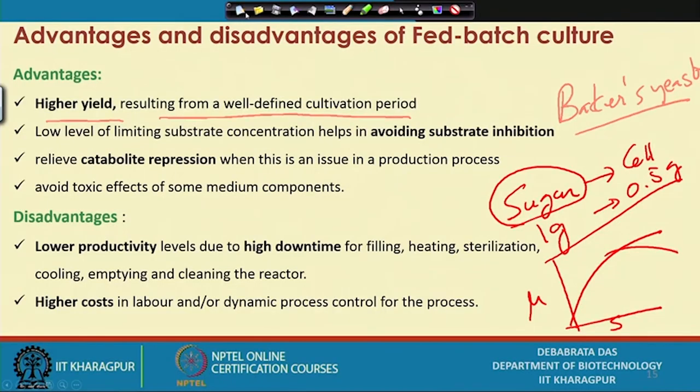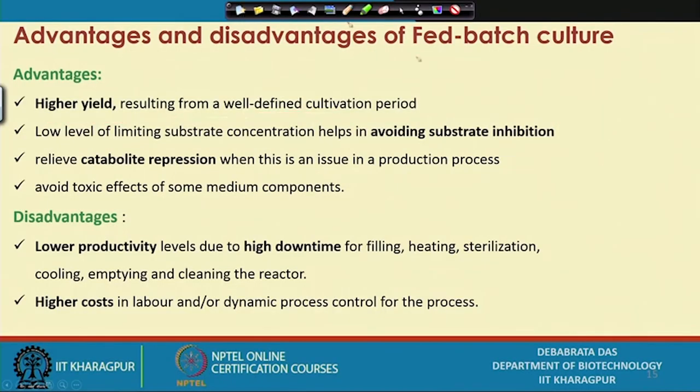Now, to avoid this situation, the fed batch process appears to be the better solution. The reason is that since you are adding in a stepwise manner, the amount of substrate that is utilized in the system will be more as compared to the batch process. With the same volume as a batch process, in the fed batch process you can use more substrate. Since you are using more substrate, you will get more cell mass in the system. One particular application we have is in the case of baker's yeast.